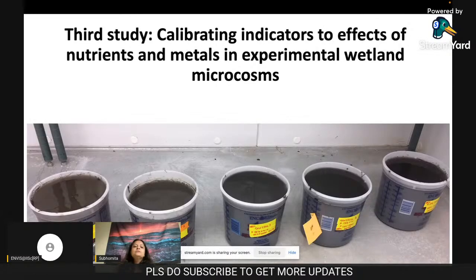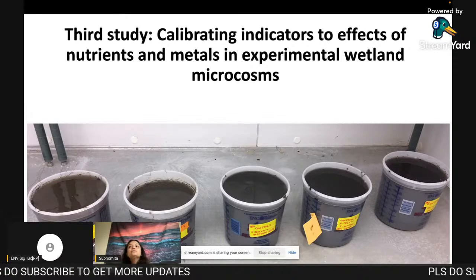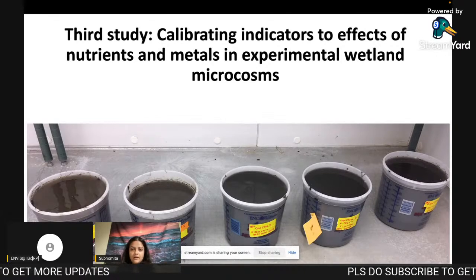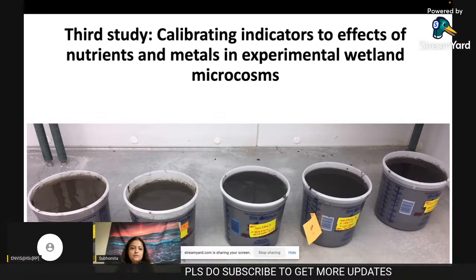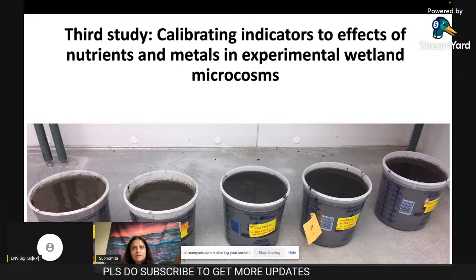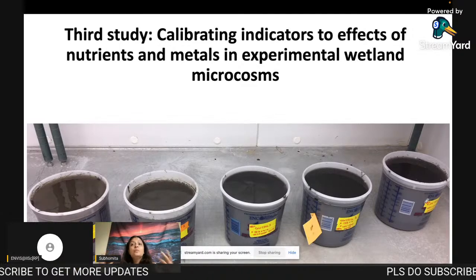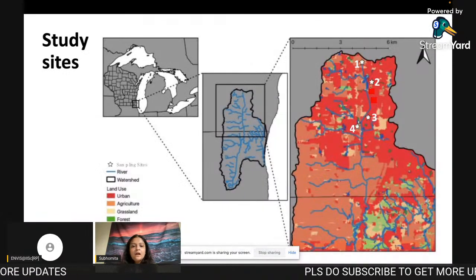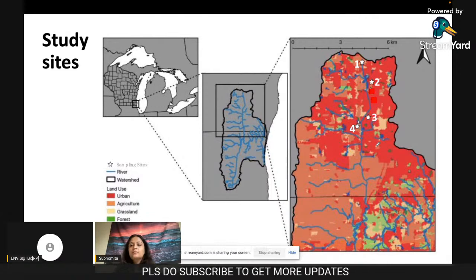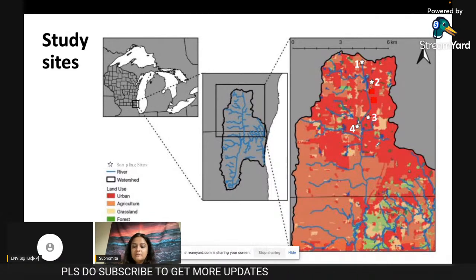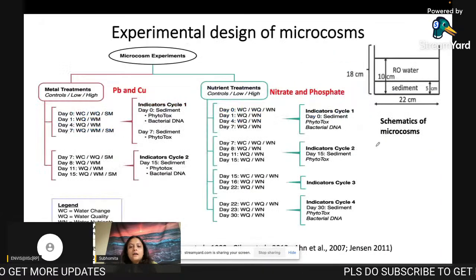In order to do that, we had to do an in-house lab study so that we could calibrate our indicators against high concentration. And we made wetland microcosms. So that's how these were made. We got some sediments from these same wetland sites, and we made these microcosms built with the sediments. Again, we chose four wetland sites out of the six, and we collected sediments from there and built microcosms like this. I'll come back to this slide.